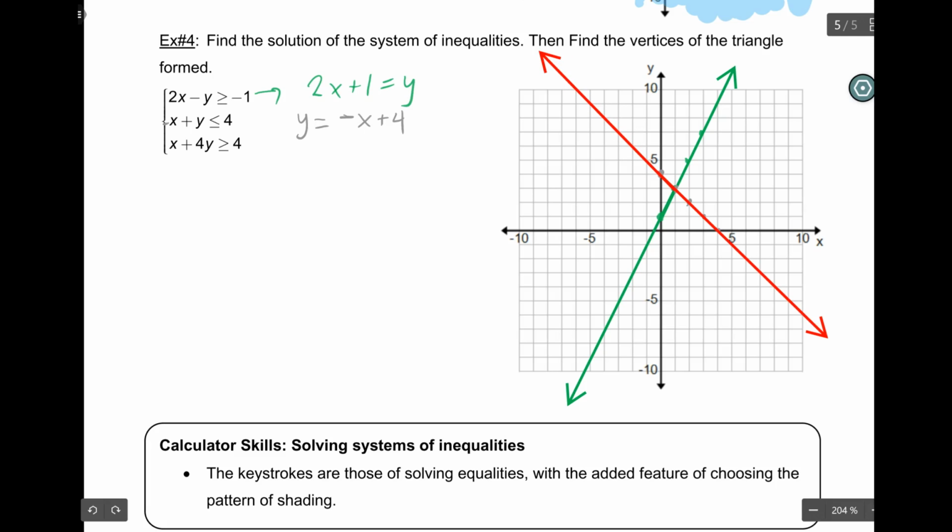And then the last one, let's see. I want to insert an arrow. Let me get a different color of arrow. Perfect, yellow it is. Oops, that one's super big. So the last one I want to graph is x plus 4y is greater than or equal to 4.